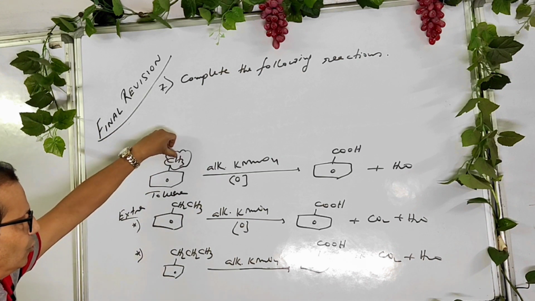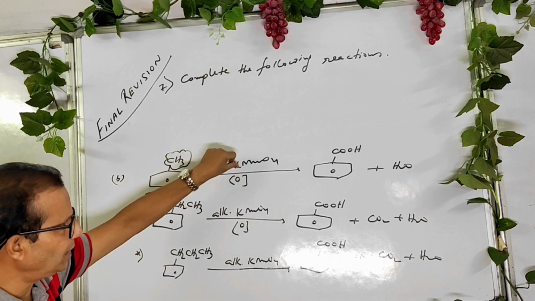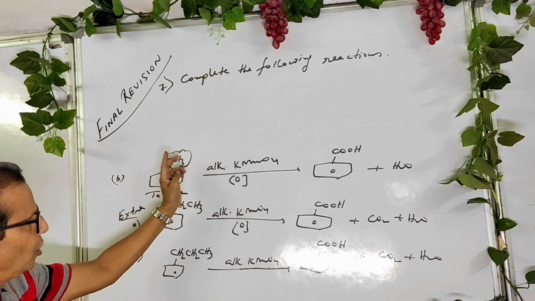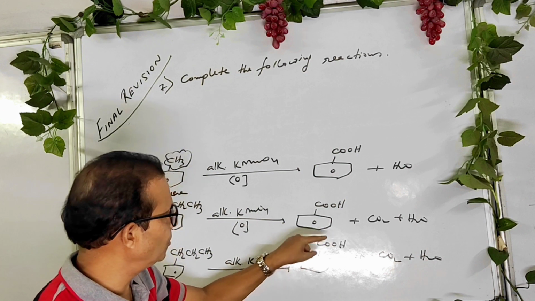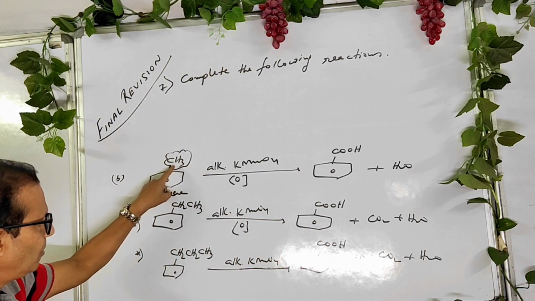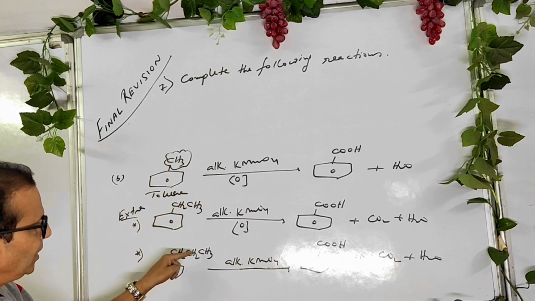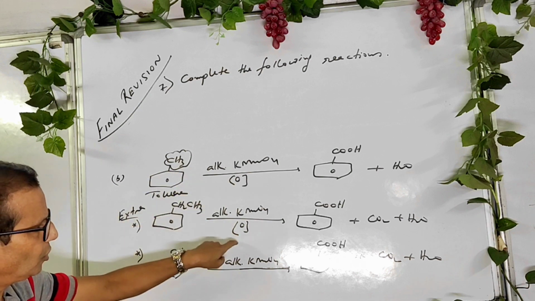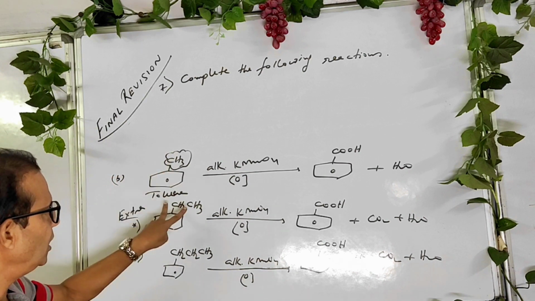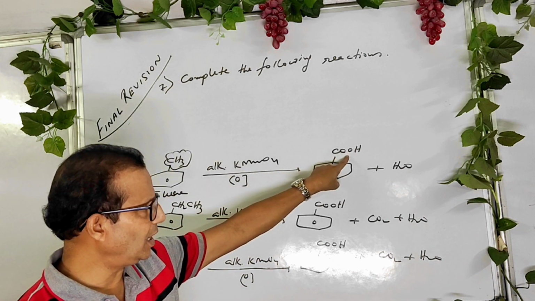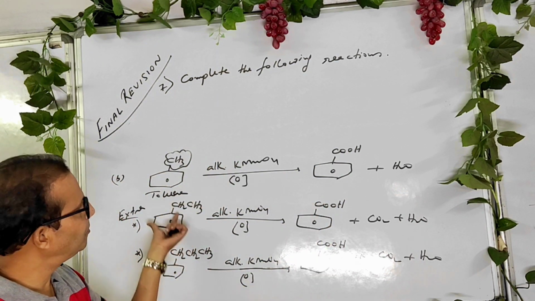The alkyl group of benzene on oxidation with alkaline potassium permanganate oxidizes to a single unit of carboxylic acid group, irrespective of the number of carbon atoms in the alkyl group. Whatever the number of carbon atoms in the alkyl group attached to benzene, on oxidation with alkaline potassium permanganate, all the alkyl groups will change into a single unit of carboxylic acid. This is the interesting fact of these reactions.